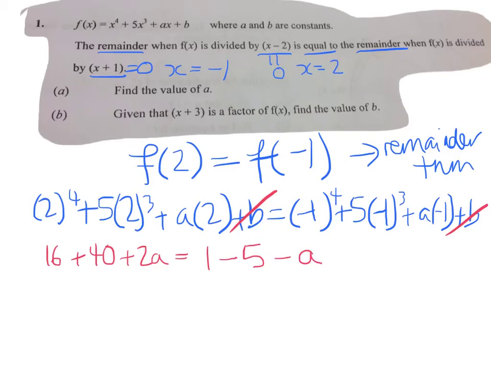Okay, so now we can add a to both sides. And then on this side we get 3a, and we can also take away this, which is 56, from both sides, and that will give us 3a is minus 60, therefore a equals minus 20.